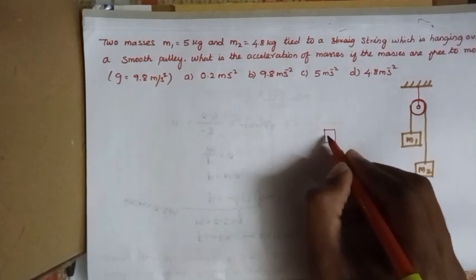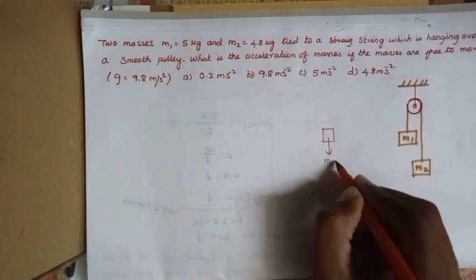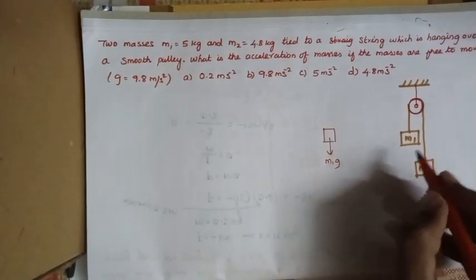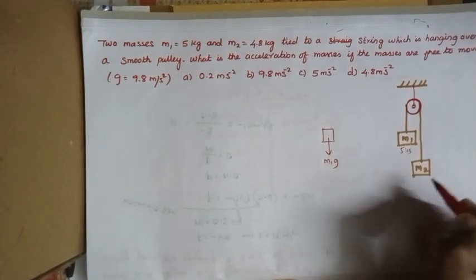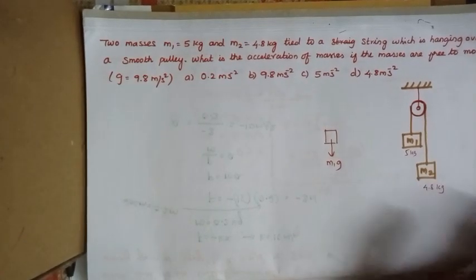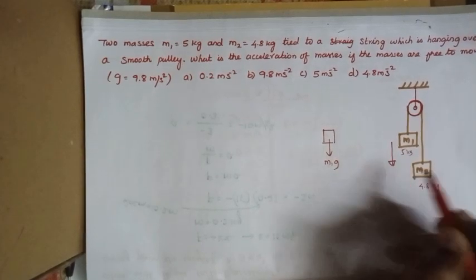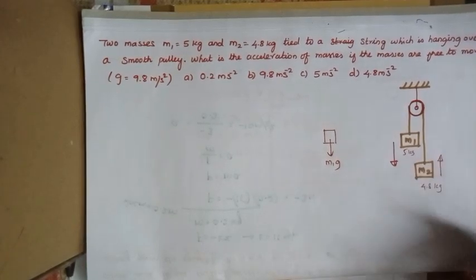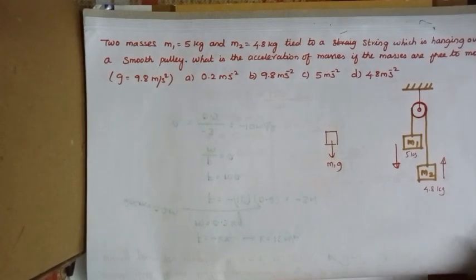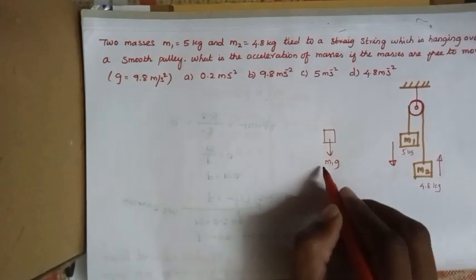So it will be like this. Mass 1 itself will act as m1 into g. Okay. So this is 5 kilogram and mass 2 is 4.8 kilogram. So if this setup is freely released, this 5 kilogram will move downward and the 4 kilogram will move upward. Okay. So the inertial resistance acts in the opposite direction of motion.